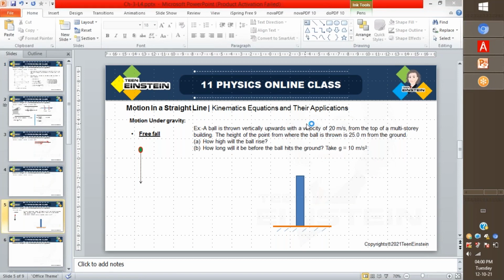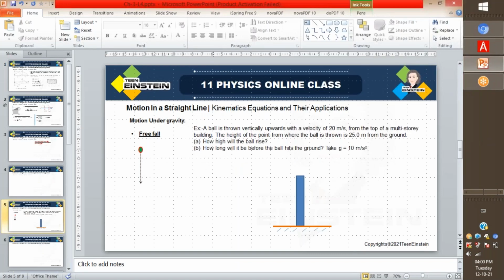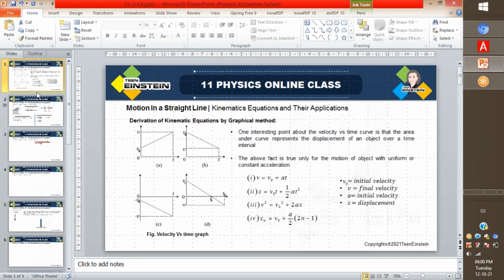Is my screen visible, madam? Yeah, visible, Ram. I am on mobile. Okay, good. Actually, here in the preview, it is not showing. That's why. Okay.